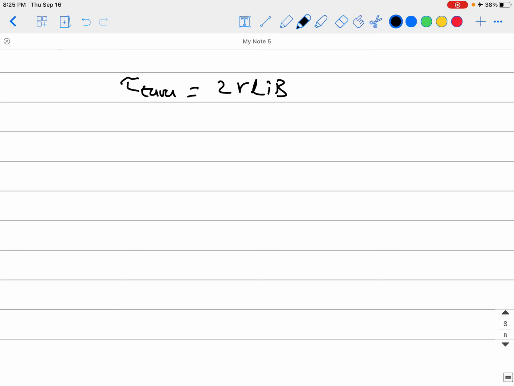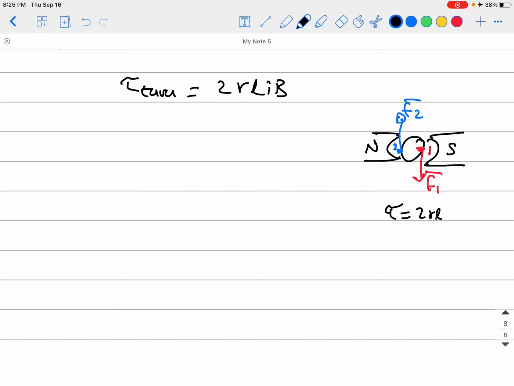So it is the same idea now. If we go with the same drawings like before, that is S and N, and now you have the rotor. That was coil side 1, and that is coil side 2. In this position, you will have F1 going down, and here F2 goes up like this. Okay, and the torque we calculated to be 2RLIB, and from this direction it will be working clockwise. So it will start rotating clockwise.